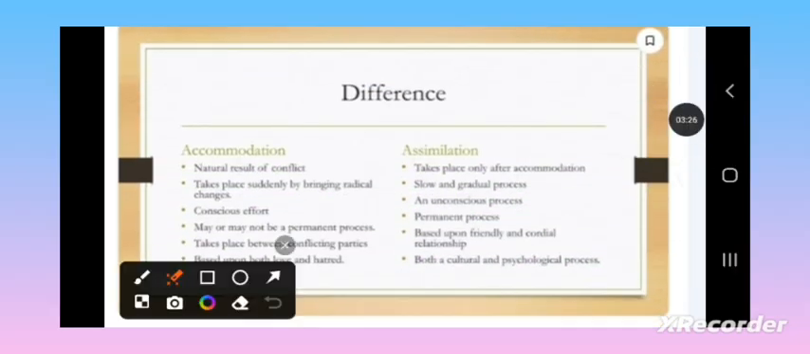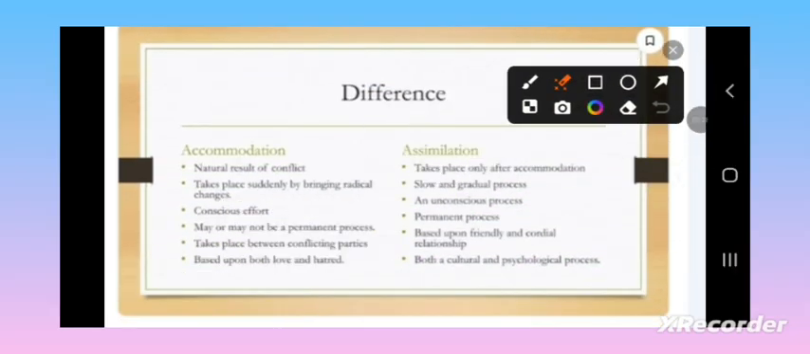The differences: accommodation and assimilation. Accommodation is the natural result of conflict. Assimilation takes place only after accommodation. Accommodation takes place suddenly by bringing radical changes. Assimilation is a slow and gradual process. Accommodation involves conscious efforts. Assimilation is an unconscious process.